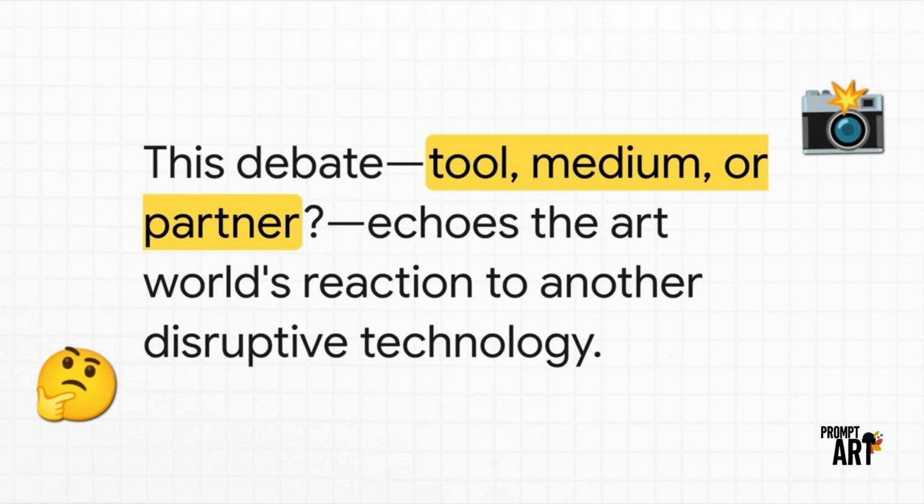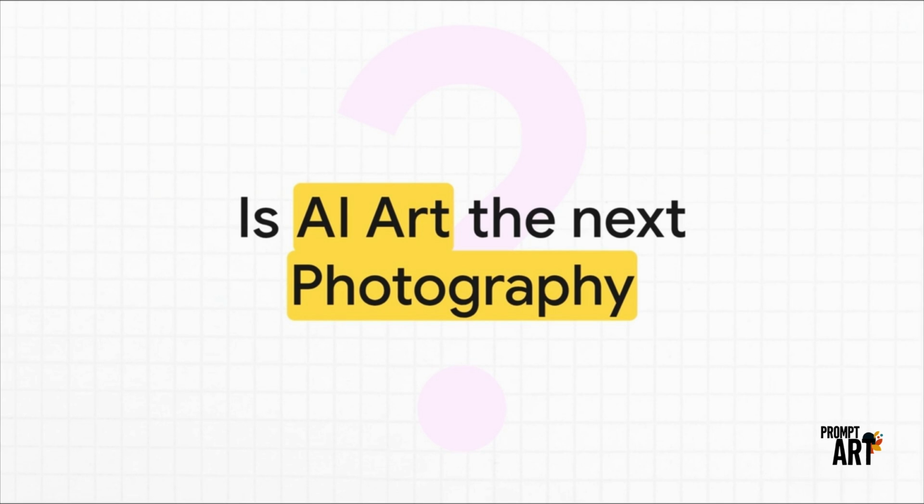So this whole debate, is it a tool, a medium, a partner? It's not happening in a vacuum. In fact, it sounds an awful lot like a debate the art world has had before, when another disruptive technology came along. This isn't the first time a machine has made us question what art even is. Think about it. When photography first showed up, what did people say? A lot of critics just dismissed it. They said it's just a mechanical process. It's not true art. It doesn't have the artist's hand. Does that sound familiar at all? And yet, over time, photography became a cornerstone of the art world.